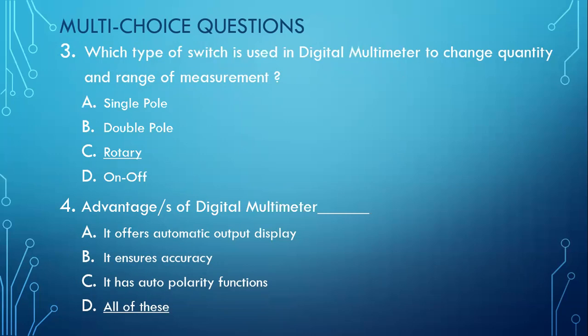So the advantage of the digital multimeter: it offers automatic output display. It ensures high accuracy because the measurement is done digitally, and auto polarity functions are there. Suppose you connect the probe in reverse polarity, reverse direction, then it can still display the quantity with a negative sign. So there is no damage to this type of multimeter.